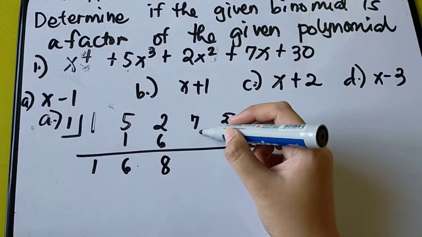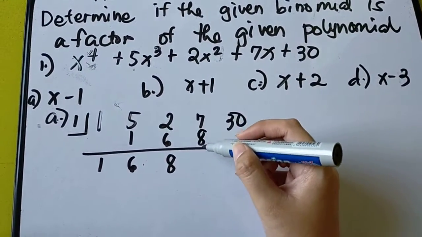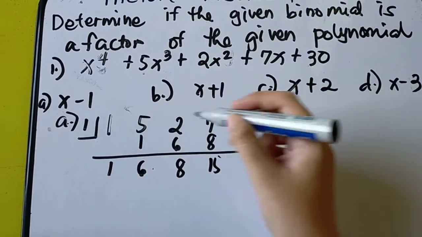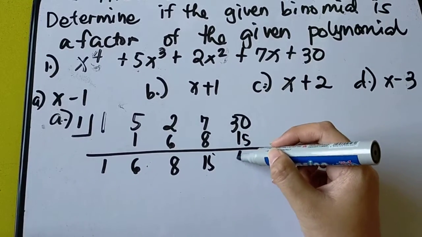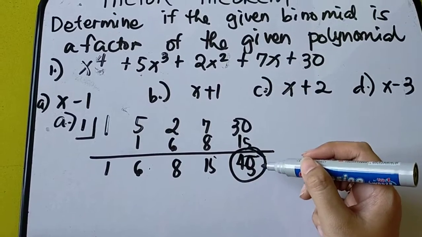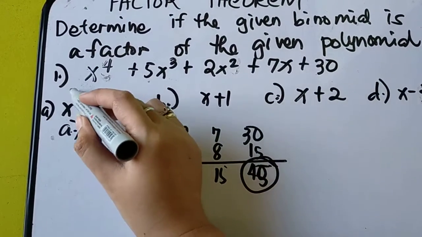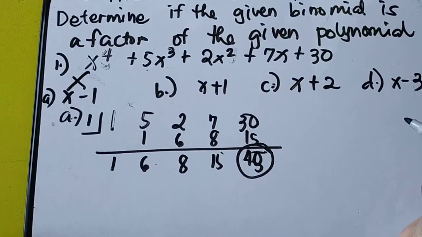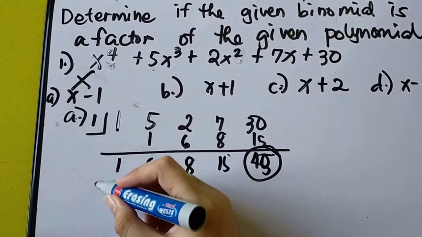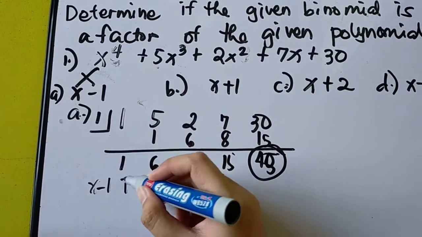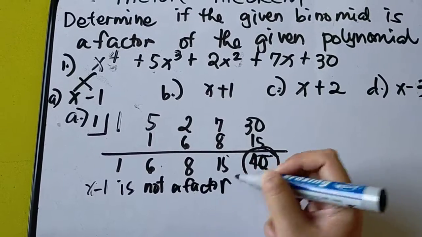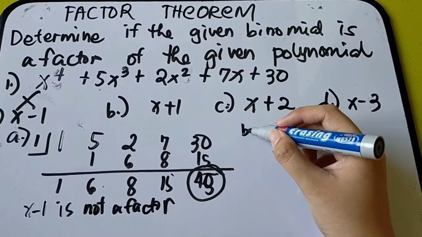8 times 1, we have here 8. 8 plus 7 plus 8, we have here 15. Then multiply 15, then add, we have here 45. So, since it is not remainder with 0, therefore, this one is not a factor. Hindi siya factor. Si letter A. Okay? So, meaning, x minus 1 is not a factor. Okay? Next tayo, let us have letter B.